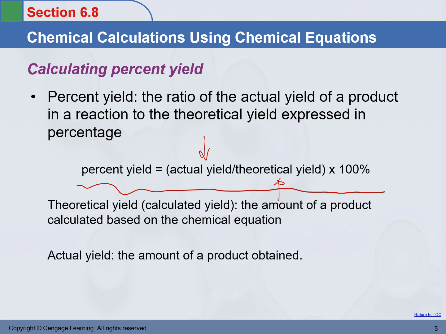The actual yield is the amount you actually get in the lab. If you perform a chemical reaction, you'll know there's no way you're going to get the exact amount as the one calculated. So the actual amount you get divided by the calculated amount, converted to a percentage by multiplying by 100, that is called the percent yield. Well, let's do a practice.